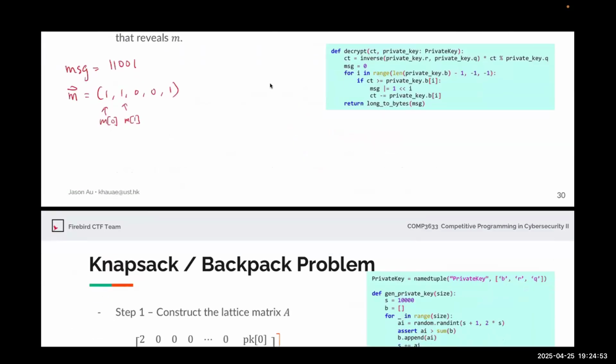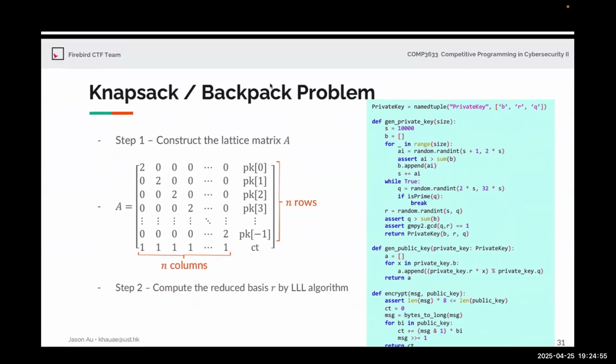So how to do that? We will construct a lattice matrix A. It has n rows, and then it actually has n plus 1 rows if we include this final row, and it also has n plus 1 columns if we include the last column. Okay, so what are the elements within the first n rows?